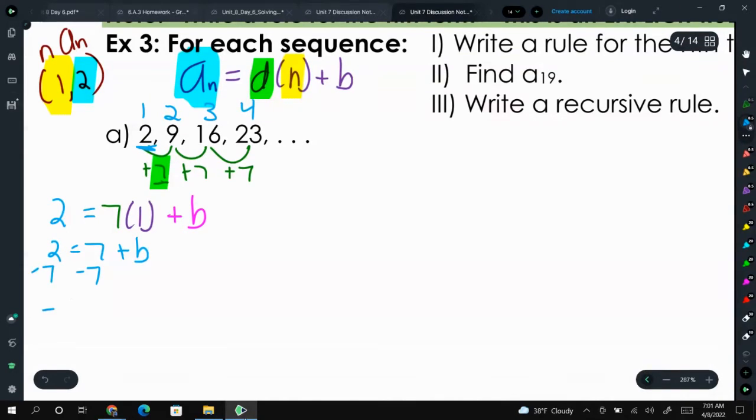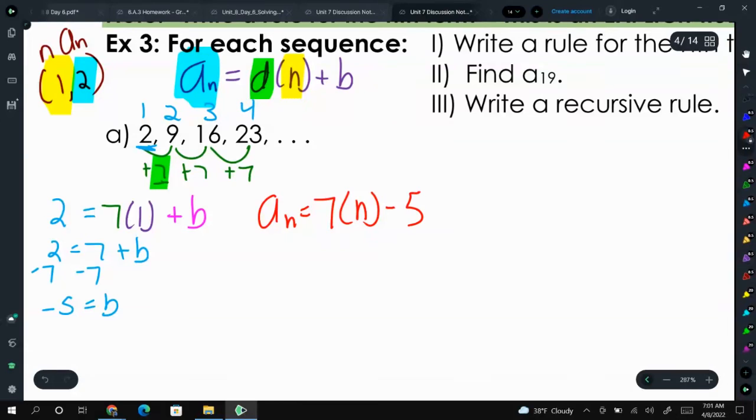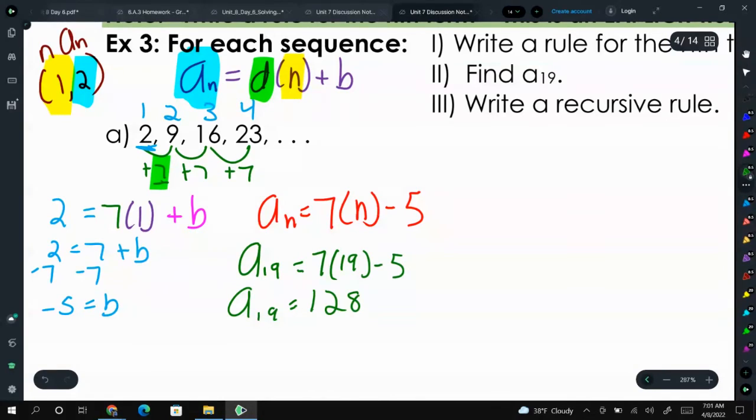Minus 7 from both sides, negative 5 equals b. So my explicit rule is going to be a of n equals 7 times n minus 5. Okay, now the 19th term. So a of 19 equals 7 times 19 minus 5. And we type that in the calculator and we would get 128. So we didn't have to go up and do all the other stuff with it. We didn't have to find the 16th, 17th, 18th term to get this.